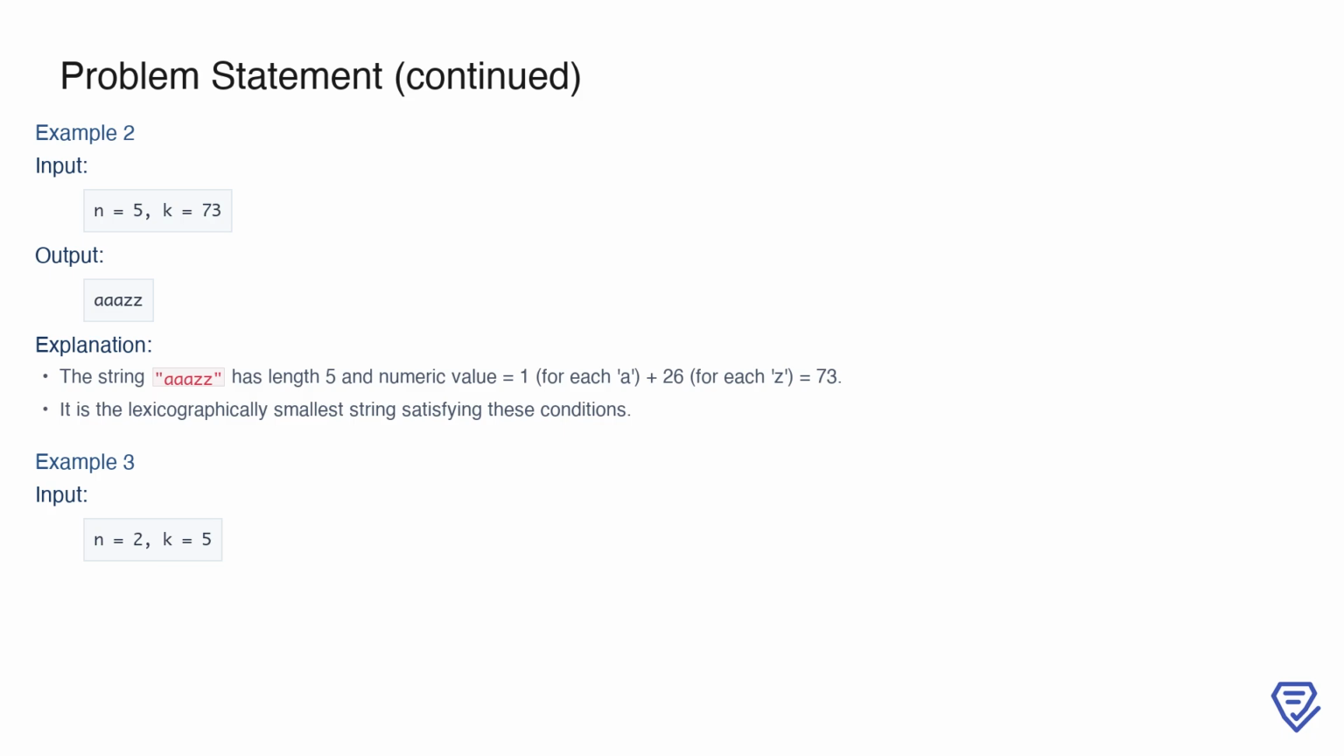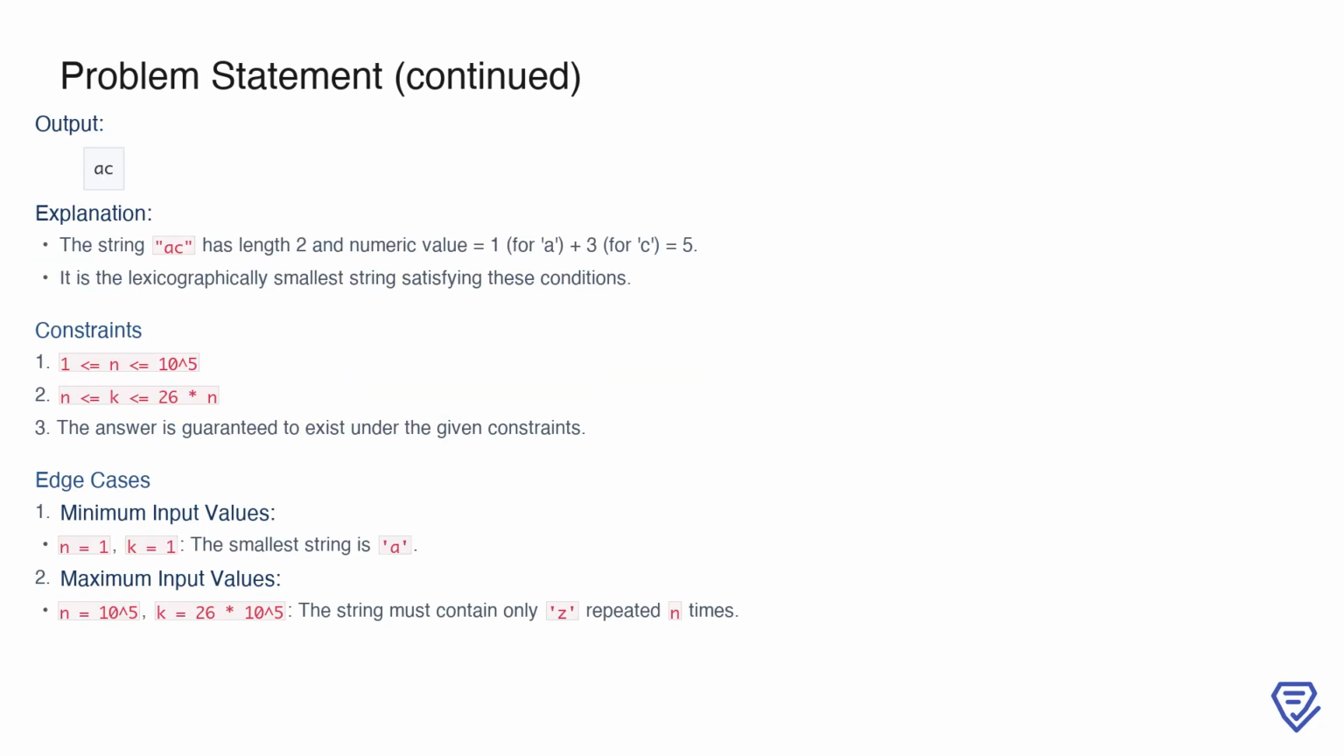In the third example, the input is n equals 2 and k equals 5. This demonstrates a smaller case where the output is ac. The string ac has a length of 2, with a numeric value of 5, calculated as 1 for a and 3 for c. Again, it is the smallest lexicographically valid string for this input.